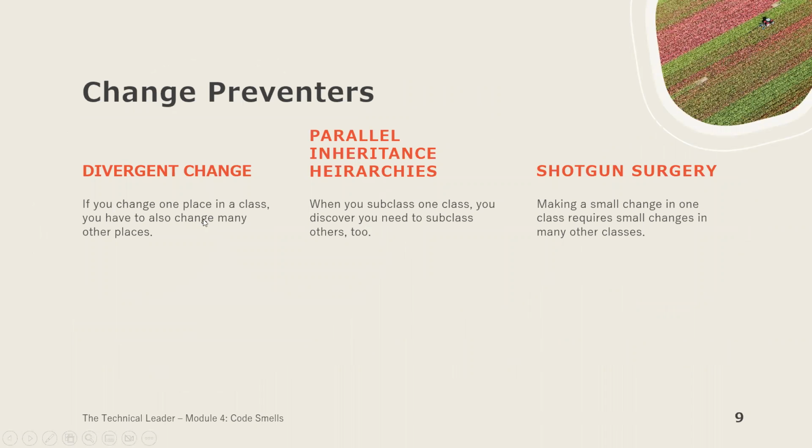So a divergent change is when you make a change in a class, you need to also change a bunch of other places within that class. This is really similar to shotgun surgery, where you make a change in one class, and that requires you to make a bunch of changes in a bunch of other classes.